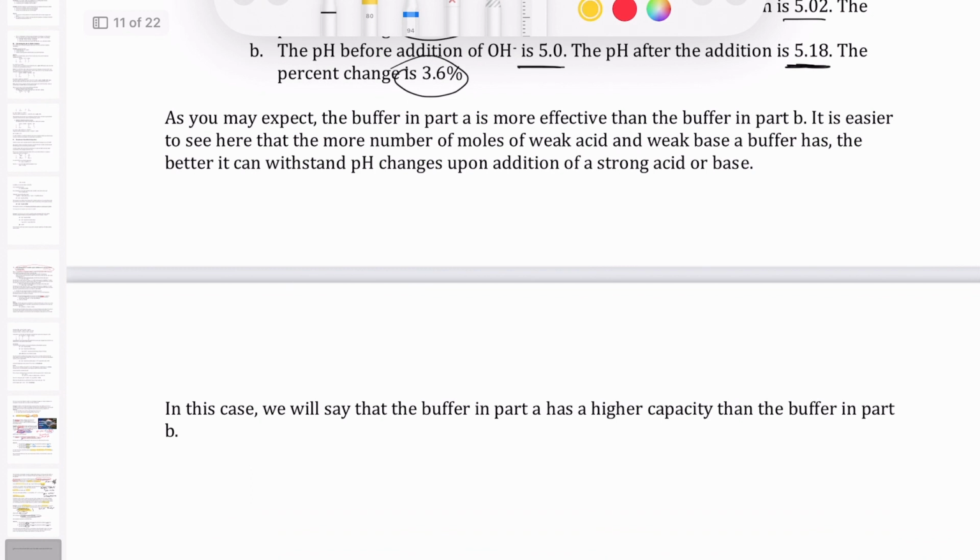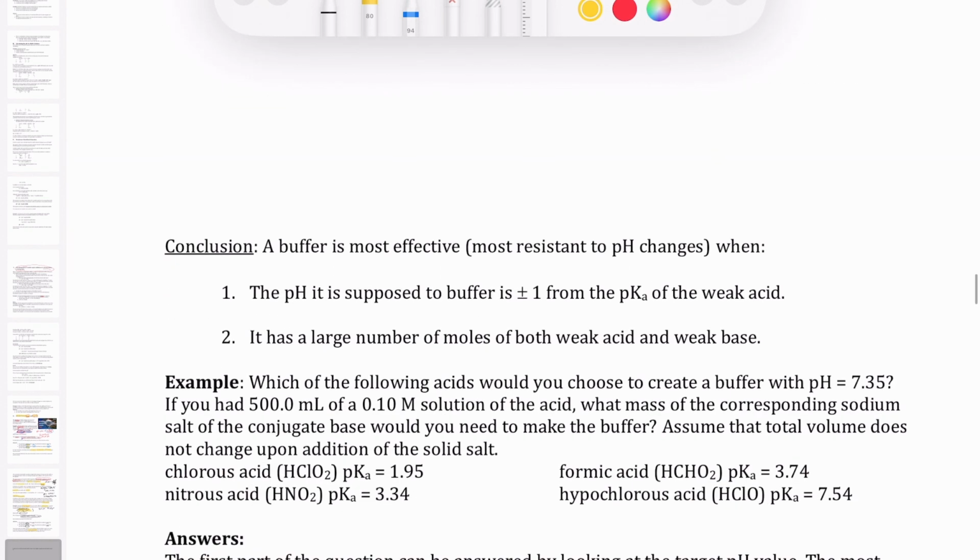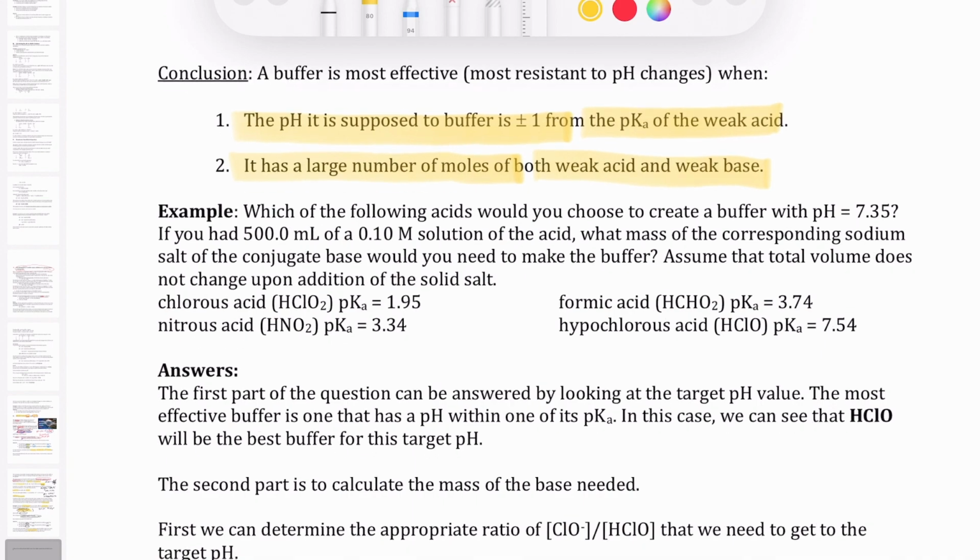Okay, so as you can expect, the buffer with a higher number of moles of weak acid and weak base would be a stronger buffer in this case in terms of its buffer capacity. All right, in conclusion, you want to have a buffer that has two components. One is a buffer whose pH is plus minus 1 from the pKa of the weak acid. Secondly, you want to have a buffer that has as large a number of moles of both the weak acid and weak base as you can possibly make.